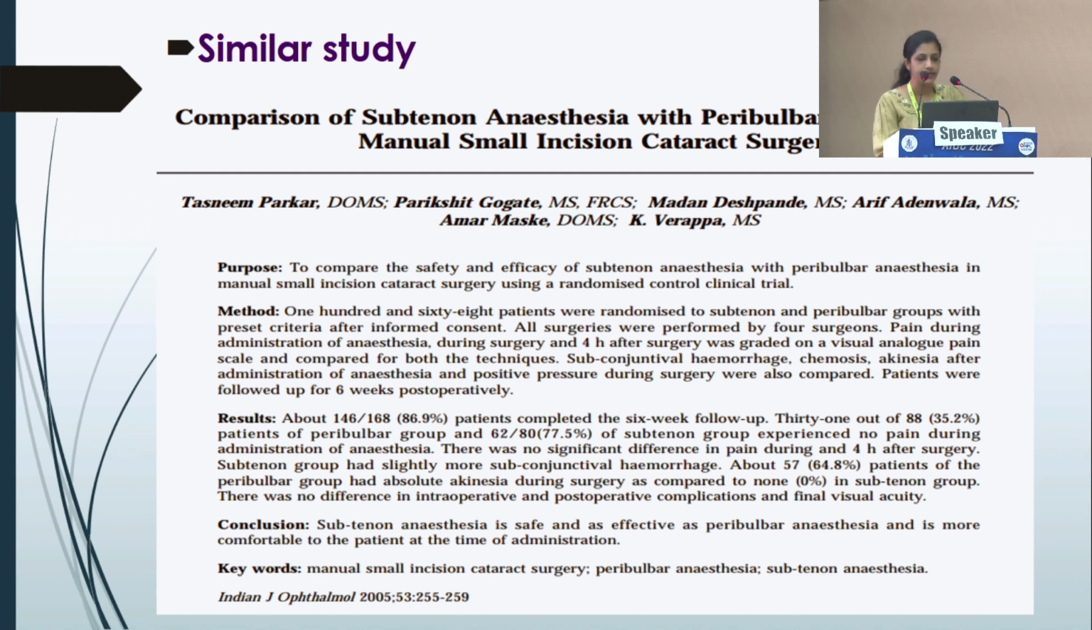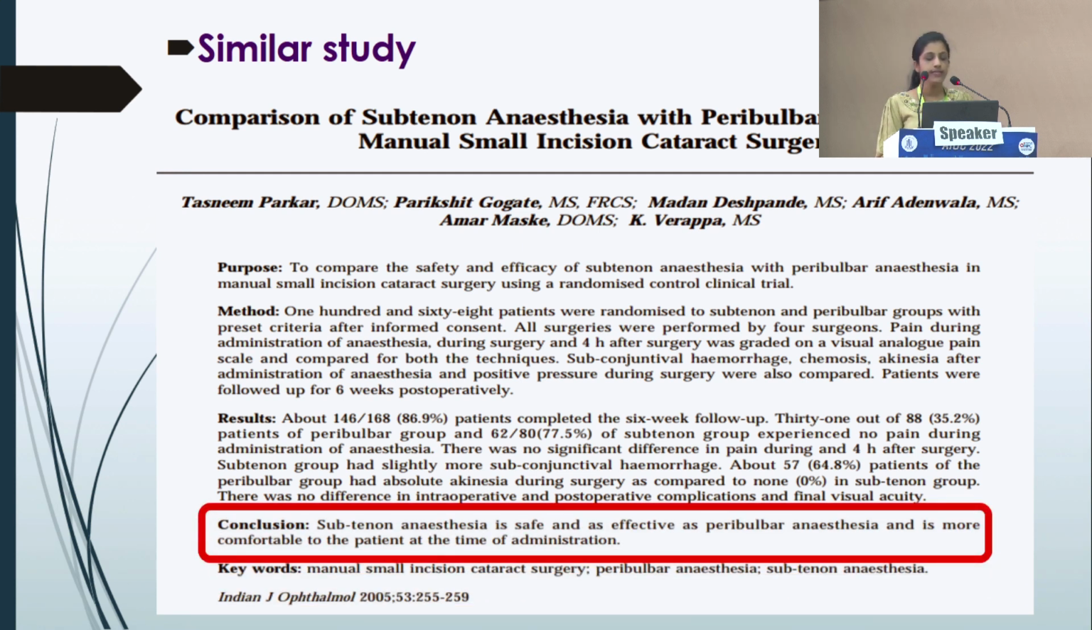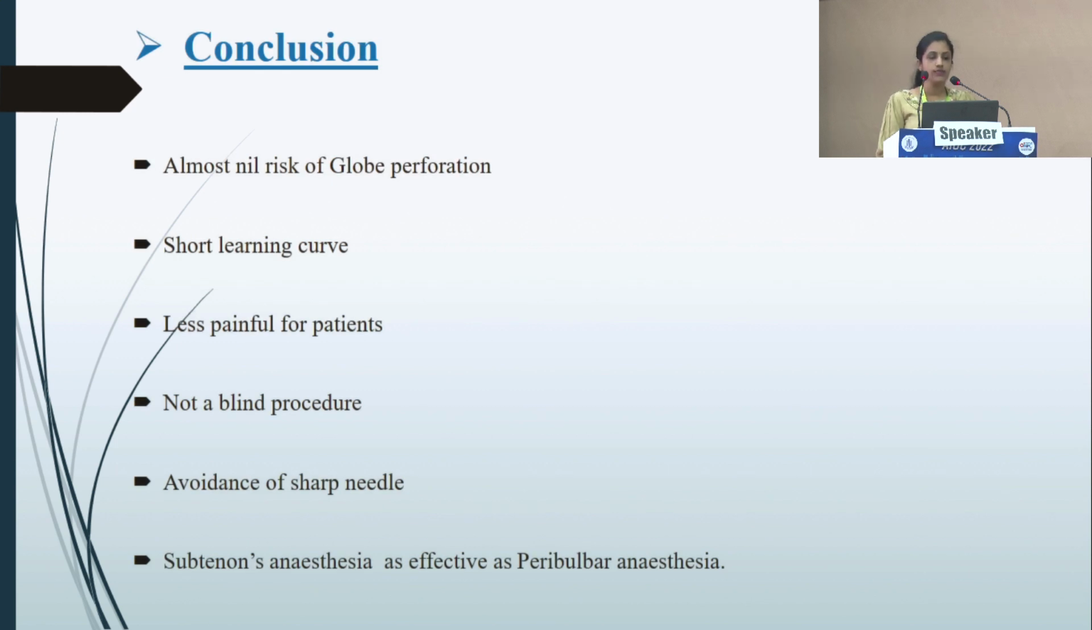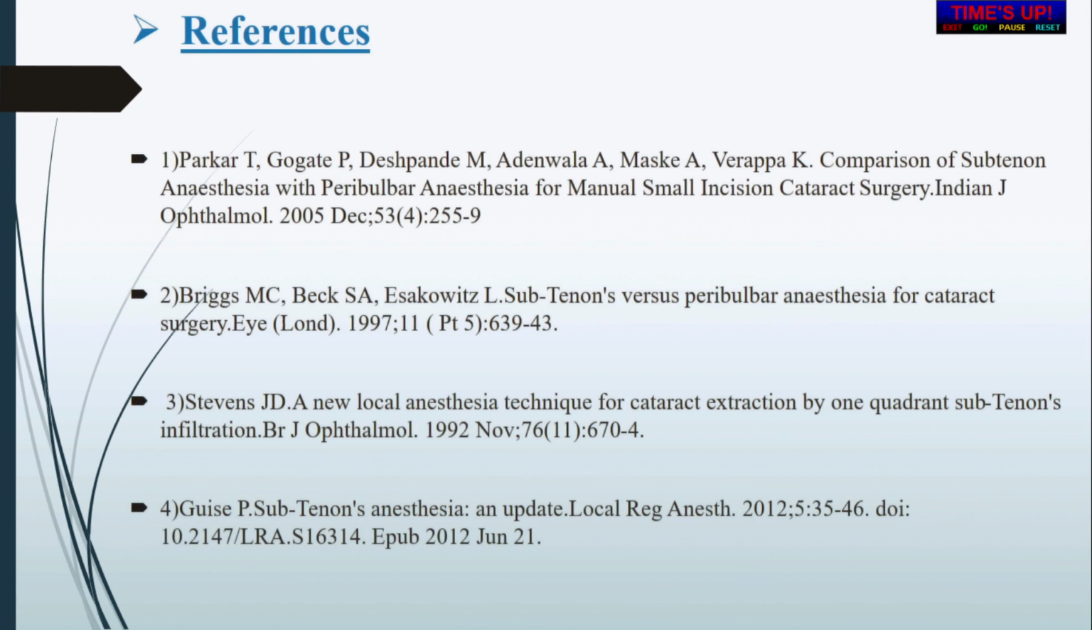There was a similar study done by Parikshit et al, and it was found that sub-tenon anesthesia is safe and as effective as peribulbar anesthesia and is more comfortable to the patient at the time of administration. Limitation of the study is definitely its small sample size. Coming to the conclusion, in case of sub-tenon anesthesia, there is almost nil risk of globe perforation. There is a short learning curve. It is less painful for the patients. It is not a blind procedure, and there is avoidance of sharp needle. Thus we conclude that sub-tenon anesthesia is as effective as peribulbar anesthesia. Thank you. These are my references.